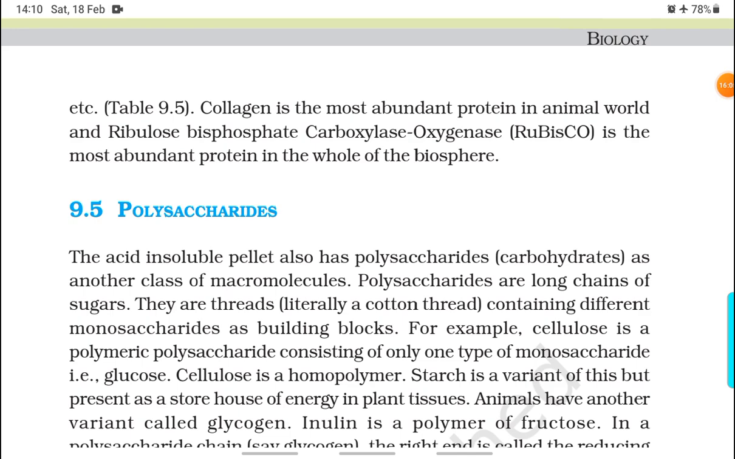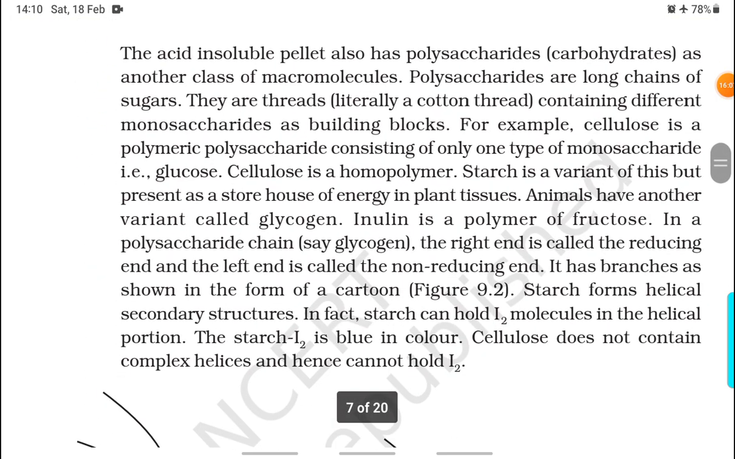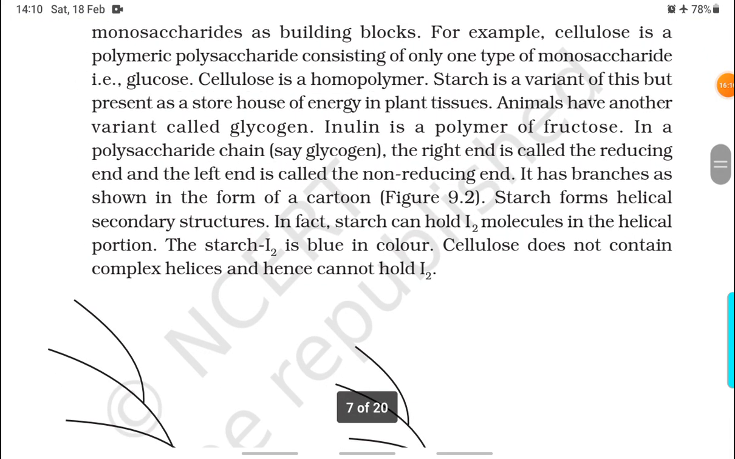Animals have another variant called glycogen. Inulin is a polymer of fructose in a polysaccharide chain. Take glycogen: the right end is called the reducing end and the left end is called the non-reducing end. It has branches, as shown in the form of a cartoon.